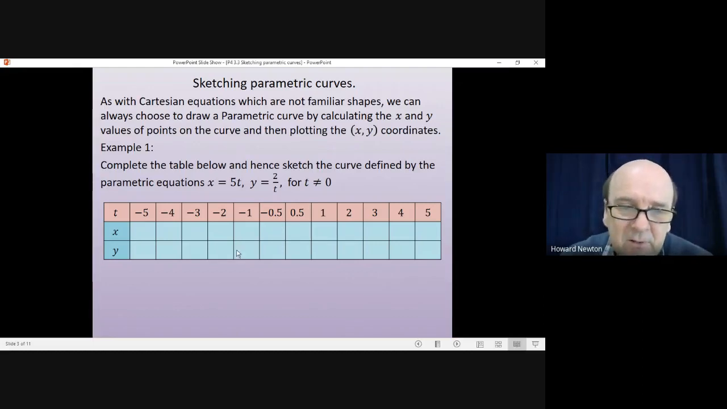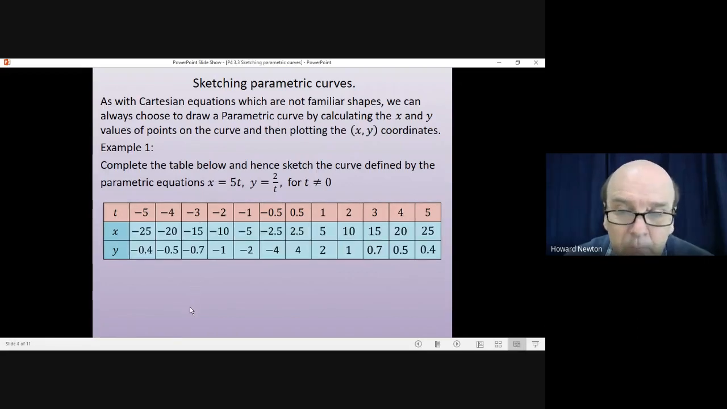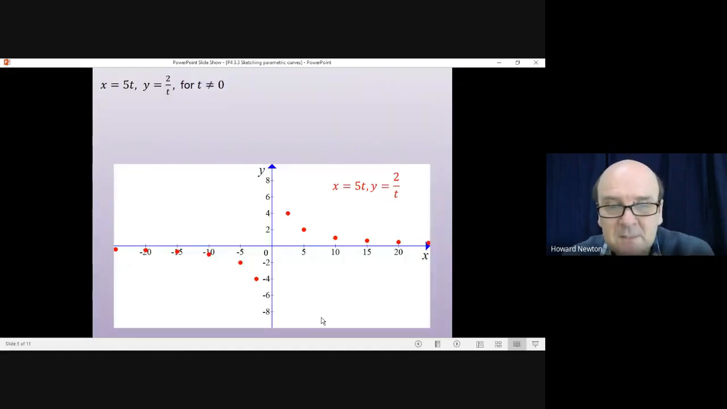Okay, let's have a look. So as we said, all you have to do is work out the x and y values using the two parametric equations. So for the x values, we'll do 5 times by whatever t is, 5 times minus 5, 5 times minus 4, 5 times minus 3, and so on. Completing the table, you should get something that looks like that. And then if you draw a pair of axes and plot those as accurately as you can, you should get something that looks a little bit like that.